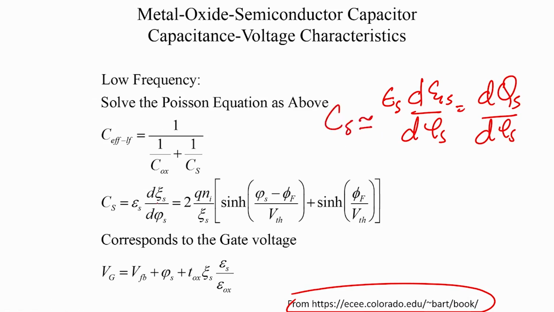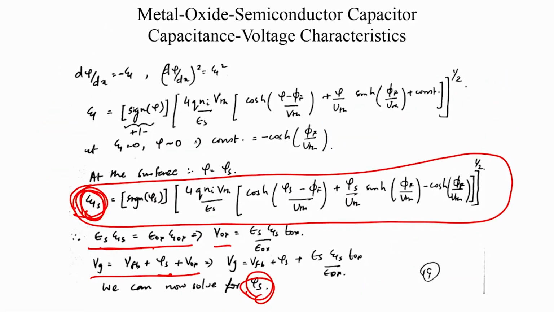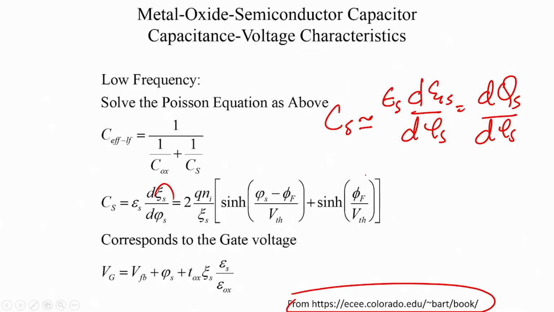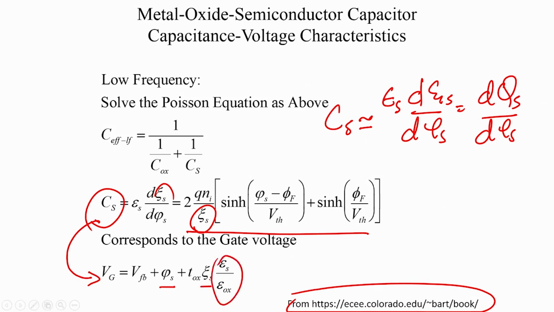And since you have already solved for the electric field in Poisson's equation, we take the derivative with respect to phi s, and you end up with this expression here. It has the electric field term there. So, that is your C s, and this is the value of C s that corresponds to this value of gate voltage. So, you know phi s, you know the electric field, and you have this term here.